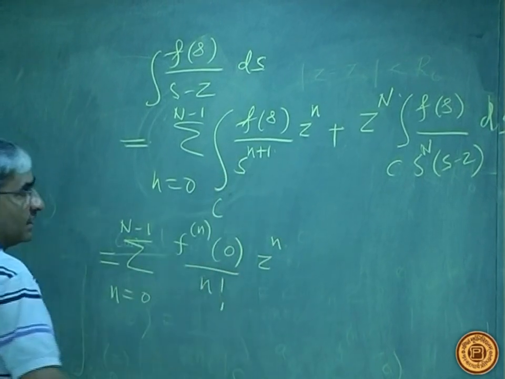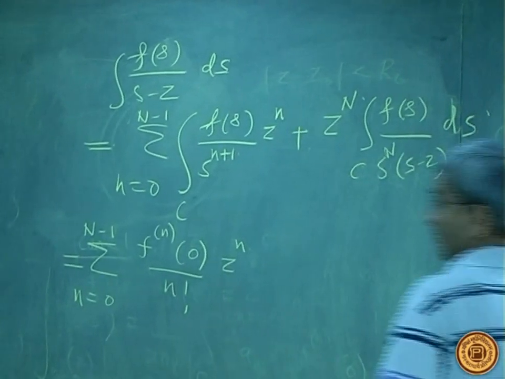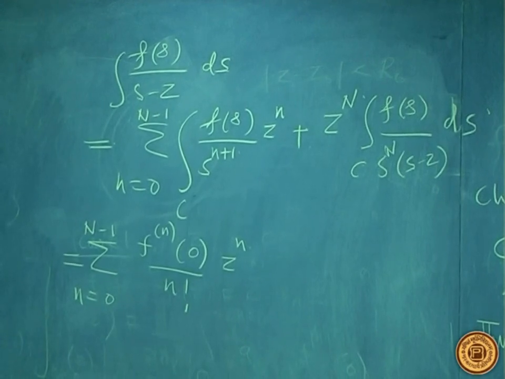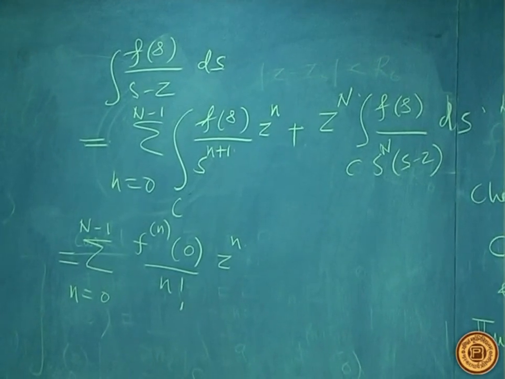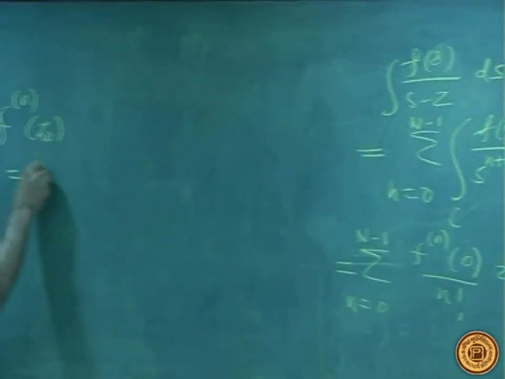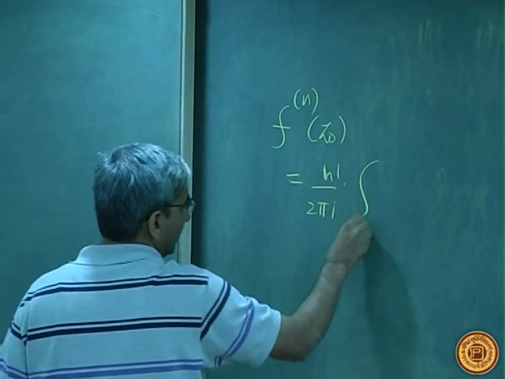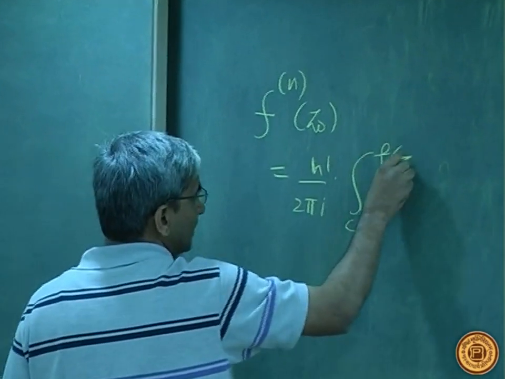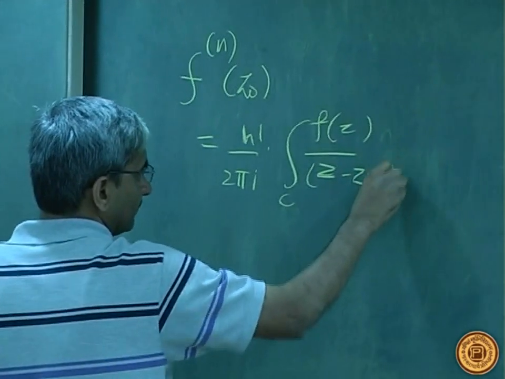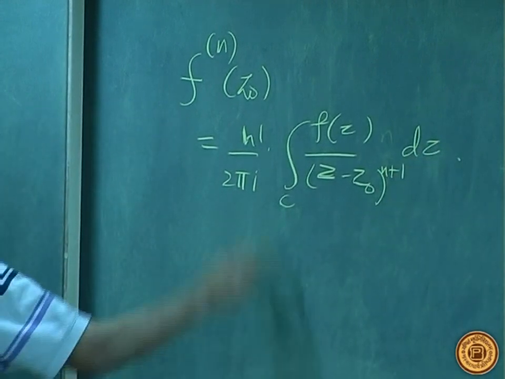How do you get this? Let me repeat this again. So suppose I will write here. So this formula, that is nth derivative at some point z naught, is nothing but 1 upon 2 pi i, n factorial, integral over c f(z) upon (z minus z naught) to the power n plus 1 dz. This we are applying for 0.